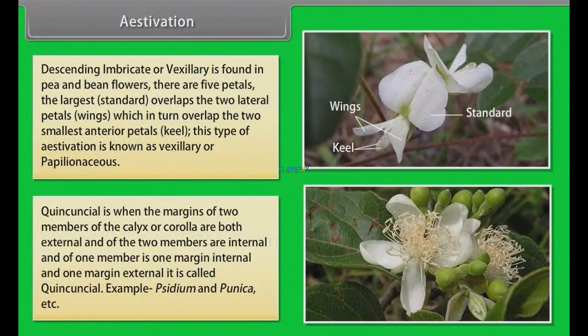Quincuncial is when the margins of 2 members of the calyx or corolla are both external, 2 members are internal, and of the one remaining member, one margin is internal and one margin is external. Then it is called quincuncial. Example: Psidium and Punica, etc.